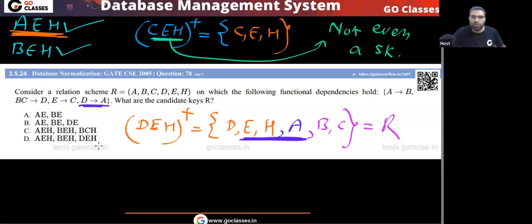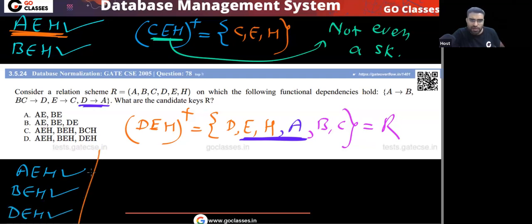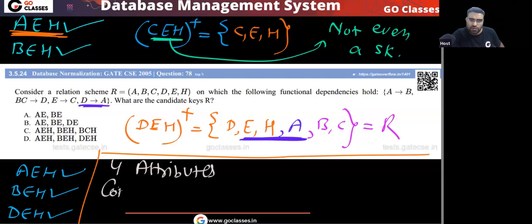So finally, this is your answer. Now tell me, do you have to check combinations of 4 attributes? See, so far we got these candidate keys. AEH, this is a candidate key. BEH, this is a candidate key. DEH, this is a candidate key. Now you tell me, do you have to check combinations of 4 attributes?